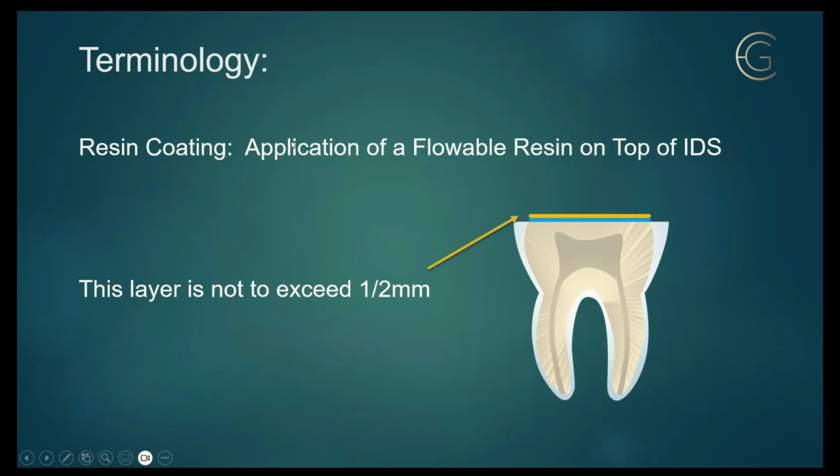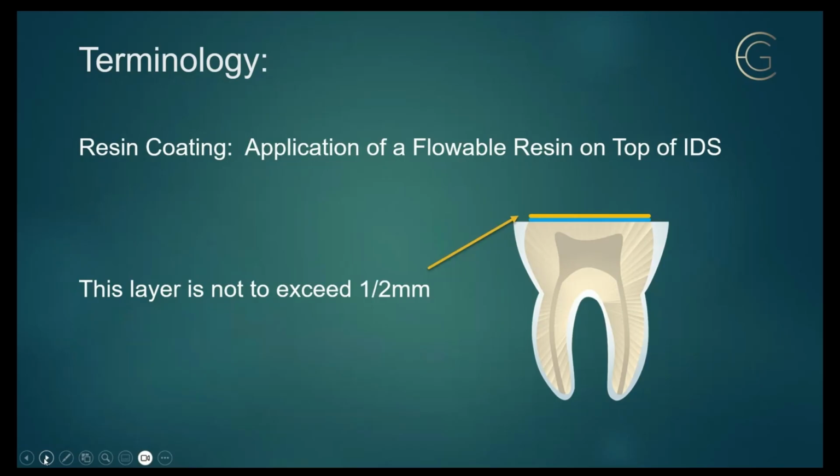When I'm doing resin coating, I take the tip, apply it here, and go just over onto the enamel. In Japan, they actually take it all the way to the edge of the margin, but in the United States, I only do it to the DEJ. The layer is not to exceed 0.5 millimeter. The truth is it's supposed to be 0.5 to 1 millimeter, but I don't want you to do 1.5 millimeter. That would be ridiculous. Less is more, so stay around 0.5 millimeter.